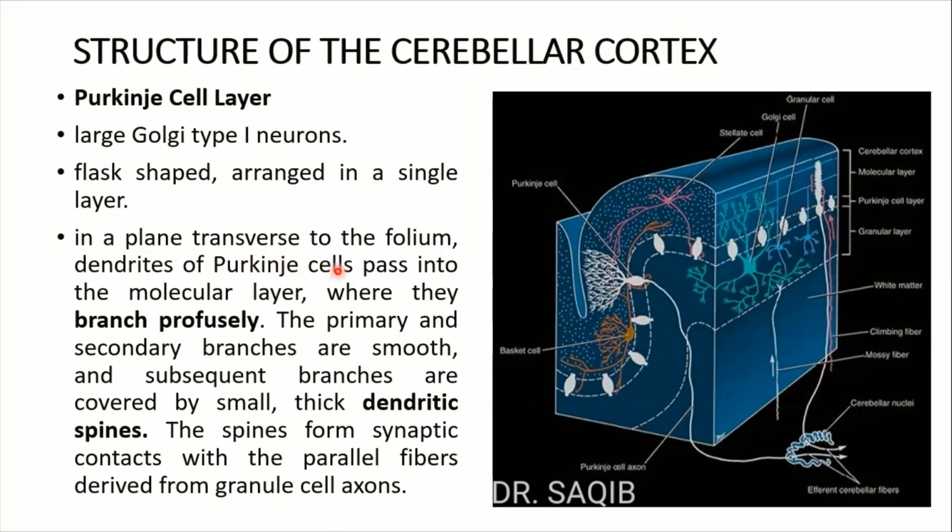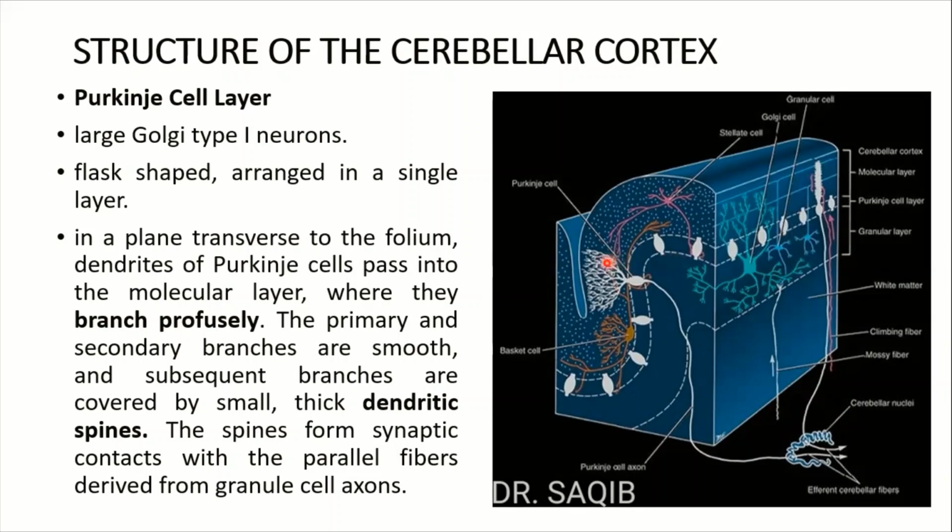In a plane transverse to the folium, dendrites of the Purkinje cells pass into the molecular layer where they branch profusely. Here you see them going, branching profusely. The primary and secondary branches are smooth, and subsequent branches are covered by small, thick dendritic spines. These are the terminal branches covered by spines. The spines form synaptic contacts with the parallel fibers derived from granule cell axons. These are the granule cell axons; I will tell you later on.